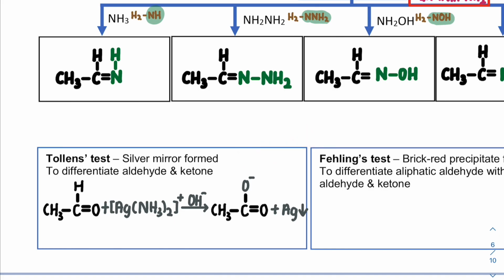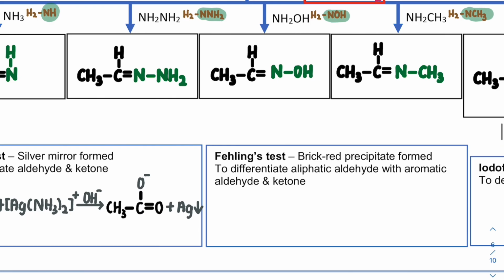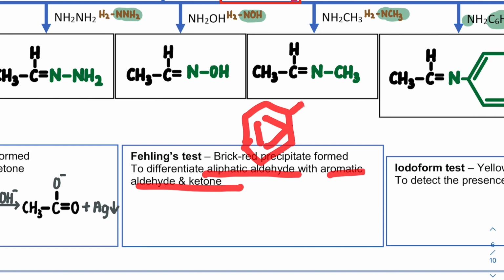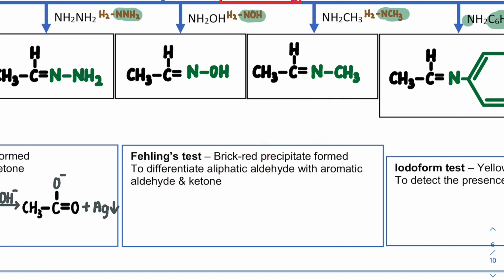Next is the Fehling test. Fehling test pula is where precipitate forms. This case is to differentiate aliphatic aldehyde with aromatic aldehyde dengan ketone. Dalam kes ni aromatic aldehyde will form sama juga, no observable changes. Ketone pun no observable changes. Tapi kalau aliphatic aldehyde pula, what is the equation and the product?